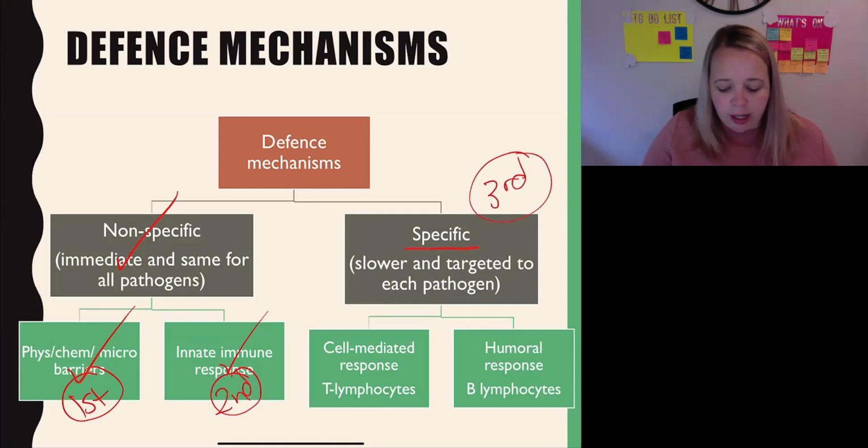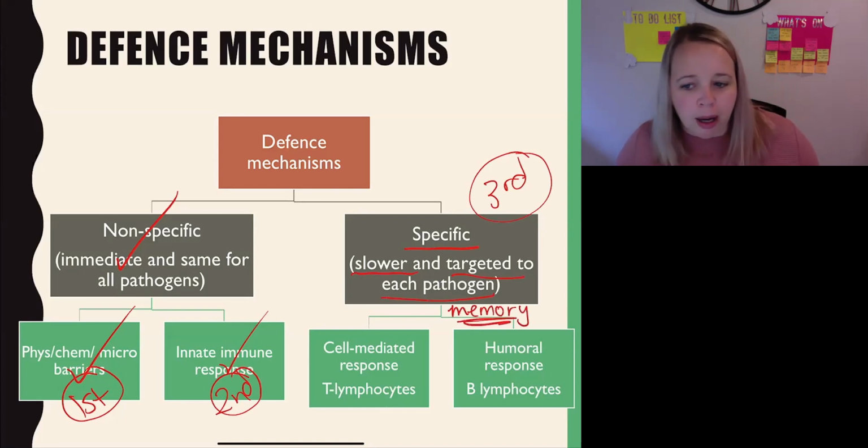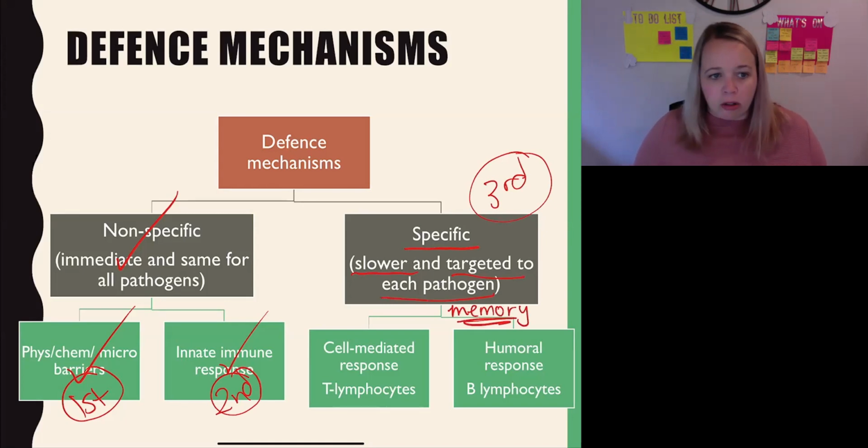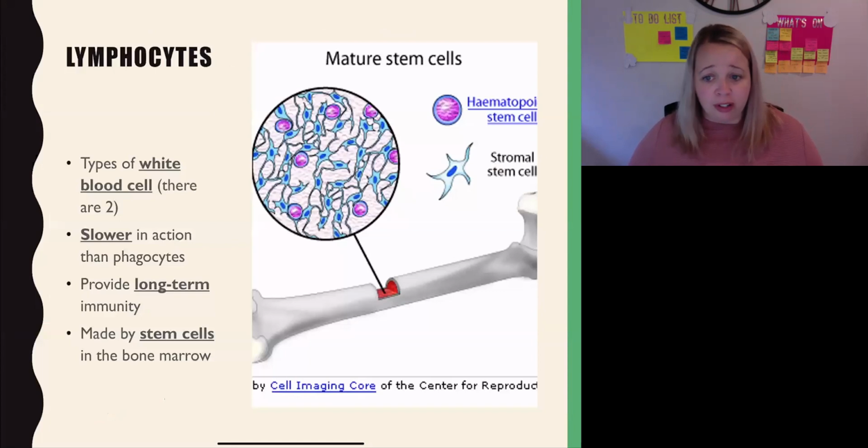It is specific. It is slower, but it is targeted to each pathogen. What we end up with is memory. This is the important part. Without access to your adaptive immune system, you can be reinfected over and over again by the same thing. So let's have a look. We're on page 13. It's just going to finish off a bit about lymphocytes.